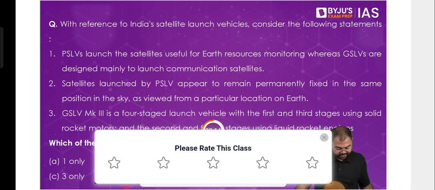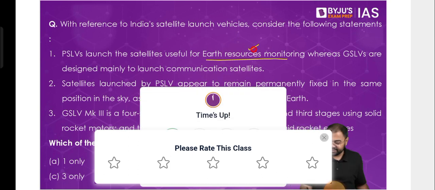Good. So 64% of you have marked the correct answer. That's great. And then 8% B, 18% C, and 11% D. So let me just discuss this with you. With reference to India's satellite launch vehicles, consider the following statements. The first statement is: PSLVs launch the satellites useful for Earth resource monitoring. This is fine, right? We have discussed this. If you remember, low Earth orbit, PSLV, remote sensing satellites or Earth observation satellites, we discussed that all these are related. So this is correct.